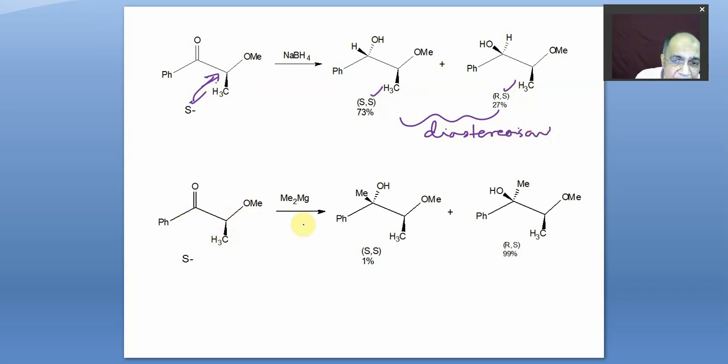Similarly, if another reagent is taken, the same compound, SS, another dimethyl magnesium is taken, it is found that SS is now 1% and RS is 99%. So it all happens due to the nature of the reagent and the influence of the existing chiral center on the formation of the new chiral center, tilting in favor of one configuration over the other.